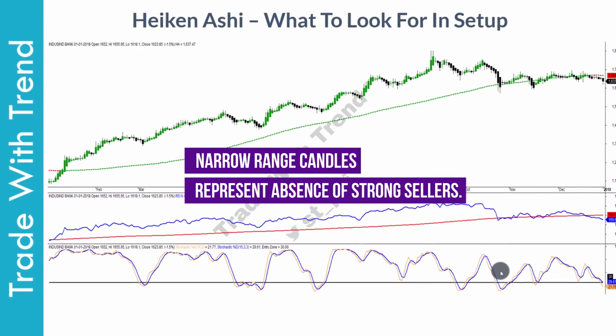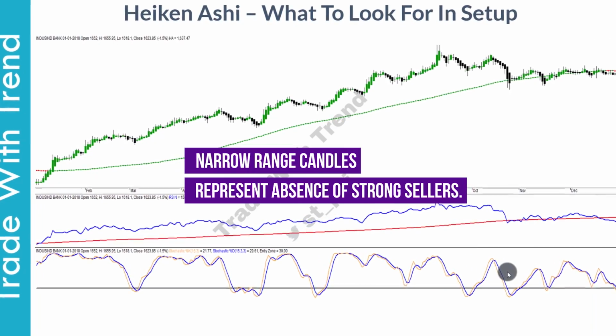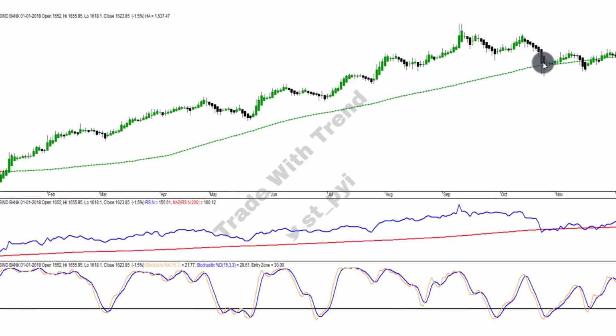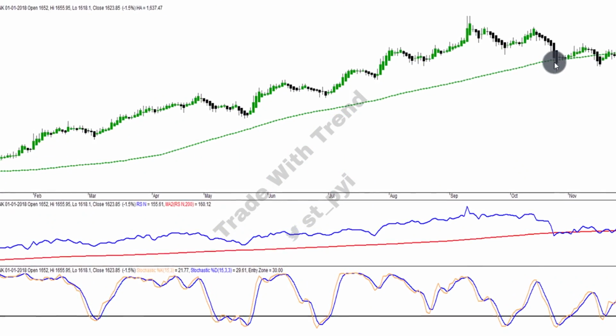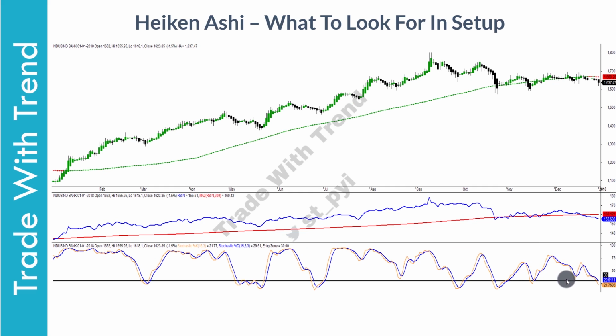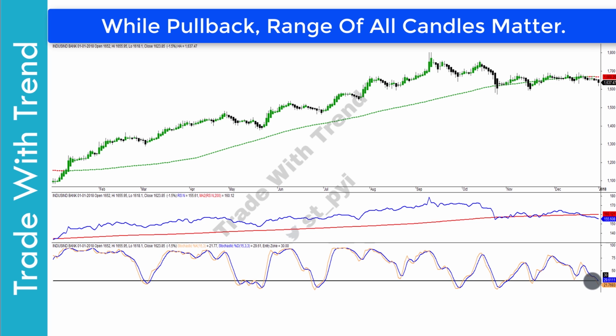All candles are narrow range candles while the pullback is happening. In this 5th region here, I would avoid taking the trade as price has moved lower on back of wide range Heiken Ashi candles. Once price moves below the 100 period average, look at how frequently stochastic indicator starts moving below the 30 mark. This clearly signifies the trend has weakened and long trades should be avoided.